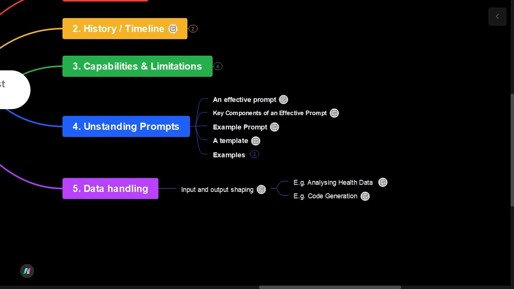Hi, welcome back. In this video, we'll talk about this fourth part, understanding the prompts. This is a very important topic because how effective our prompt is determines how effective the LLM response will be. This is one of the significant or sought-after skills in the modern world for an AI engineer.